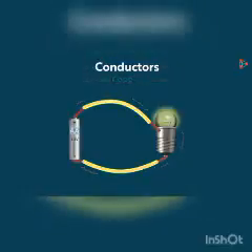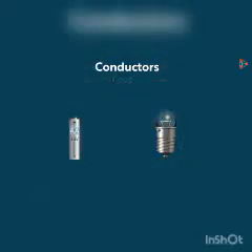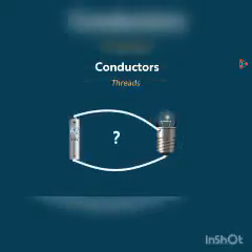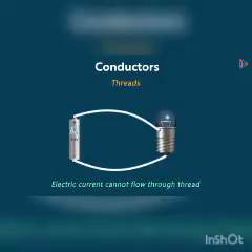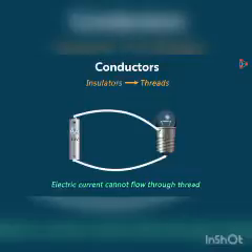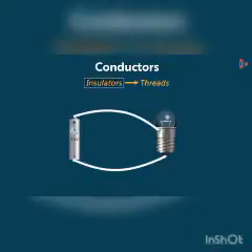Now, instead of copper wires, what if we use pieces of threads in the circuit? Will the bulb glow in that case? No, it won't. Why? Because the electric current cannot flow through a piece of thread. Such materials are called insulators. So how do we define this term? Give it a try.